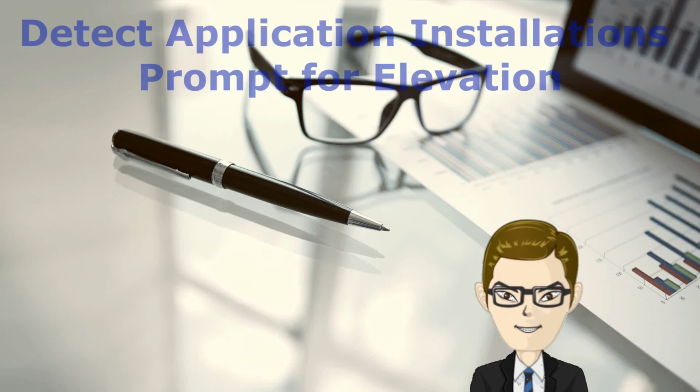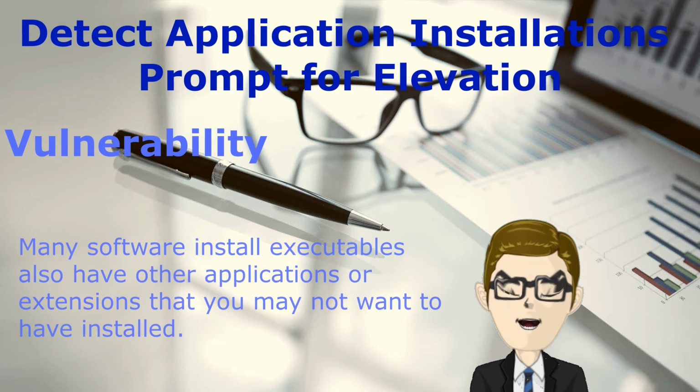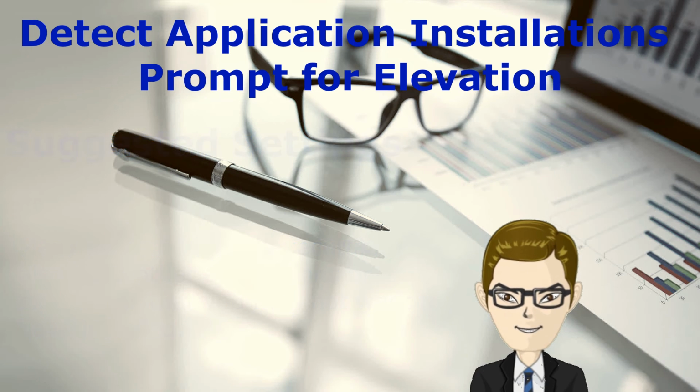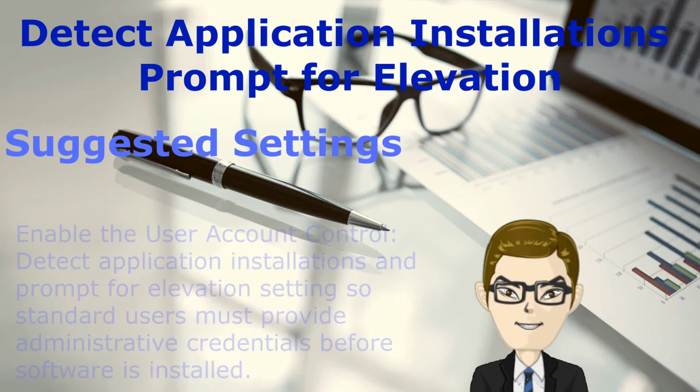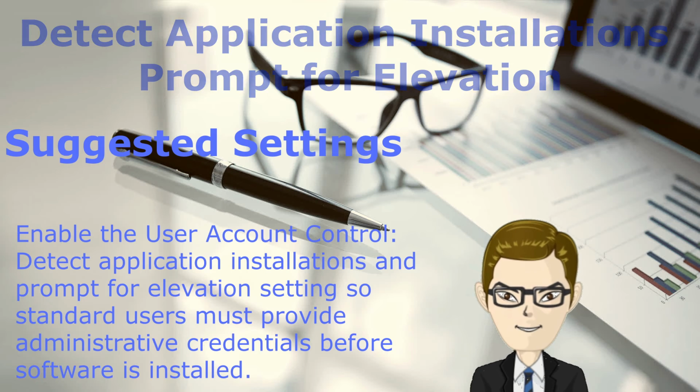And lastly, number 13, detect application installations and prompt for elevation. Vulnerability. Many software install executables also have other applications or extensions that you may not want to have installed. Suggested setting: enable the user account control, detect application installations and prompt for elevation settings, so standard users must provide administrative credentials before software is installed.